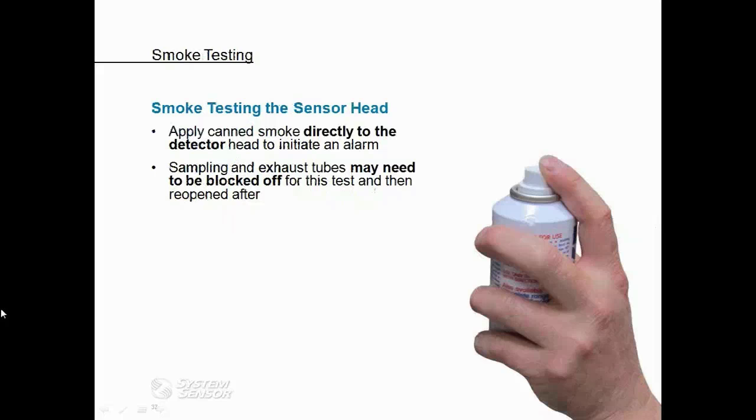Next is smoke testing the head, where canned smoke can be sprayed directly into the detector head in order to initiate an alarm. It's important to keep in mind that when conducting this type of test, it is only verifying that your detector will respond to smoke. It does not ensure that your sampling and exhaust tubes are functioning properly and that there is proper airflow across the detector. So your sensor head may be functioning properly, but in the case of a fire, there is still that opportunity that the detector may not respond as expected.